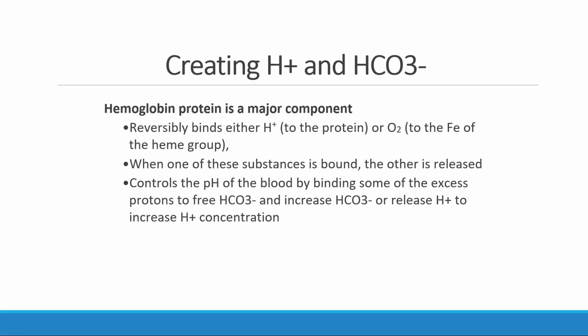We talked about hemoglobin being a buffer, so it is a major component in being able to make or break down bicarb. It binds to hydrogen ions with the protein, or it binds to oxygen on the heme group. And so whenever one substance is bound, it kicks off the other one. As it delivers oxygen to the tissues, as oxygen gets released, the hydrogen attaches to the protein, goes back to the lungs, and then oxygen comes on, it takes away the hydrogen ion, and that's how it can make or break down as much bicarb as you need to.